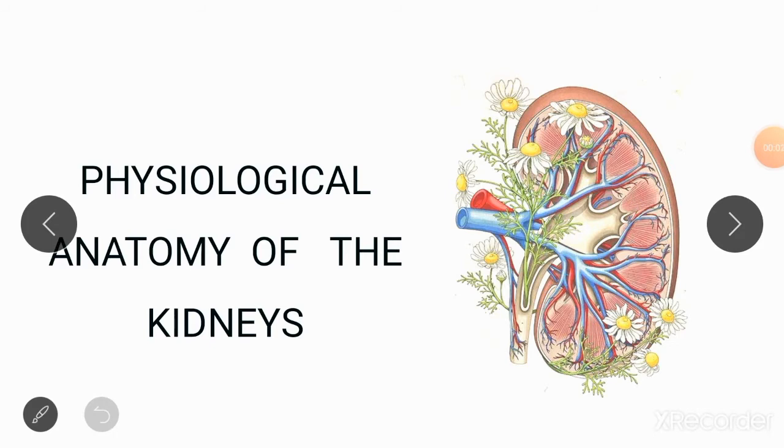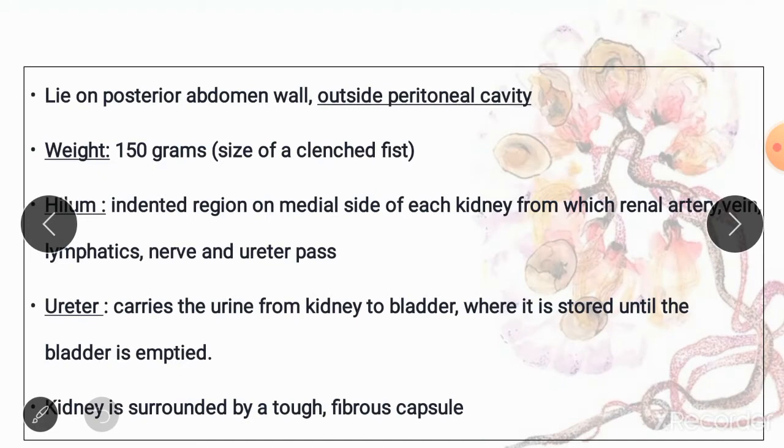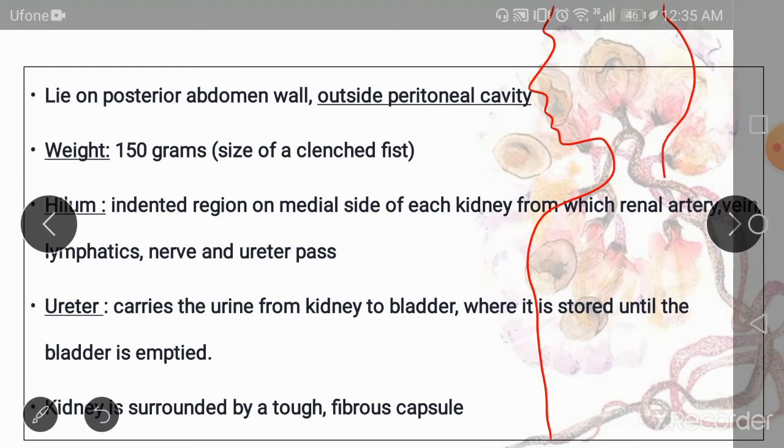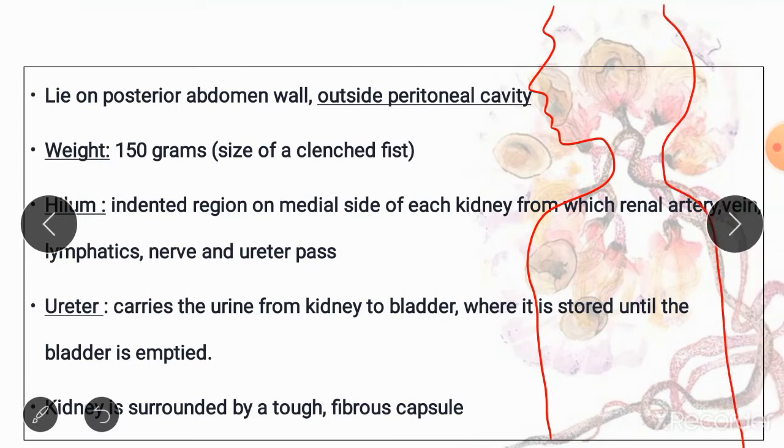So let us now discuss the physiological anatomy of the kidneys in detail. The kidneys lie on the posterior abdominal wall and they lie outside the peritoneal cavity. Now what they mean is, let me get this. Suppose this is an upright person and this is the anterior side and this is the posterior side, the kidneys are attached to the posterior wall of the abdomen.